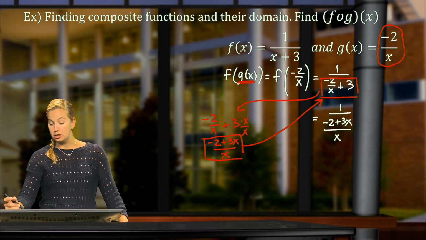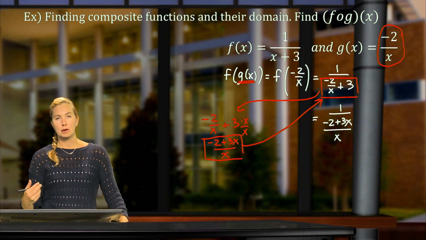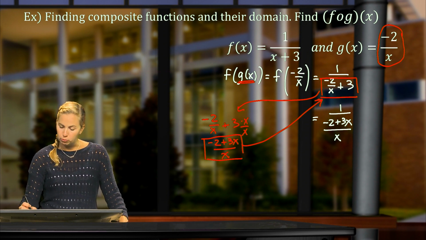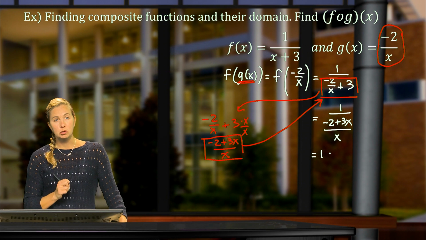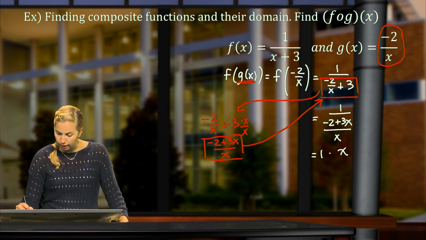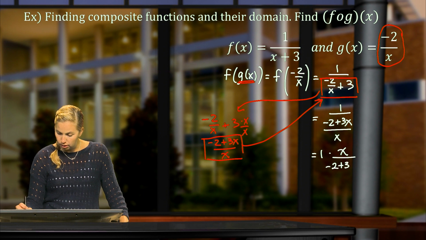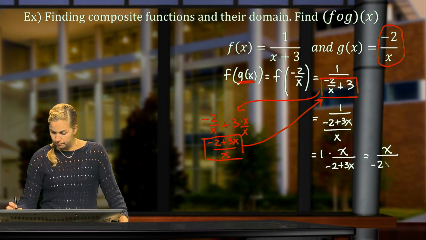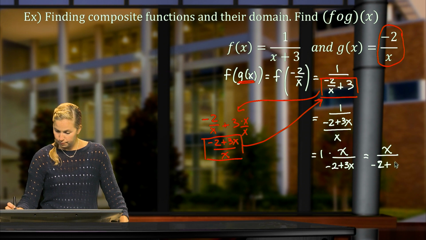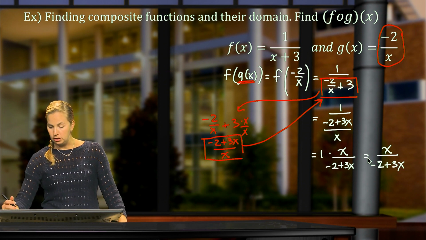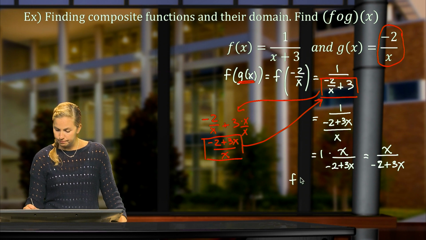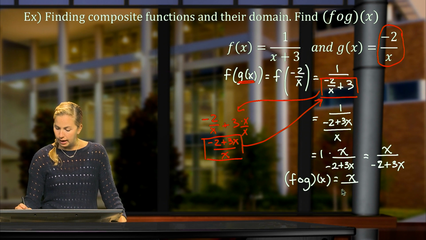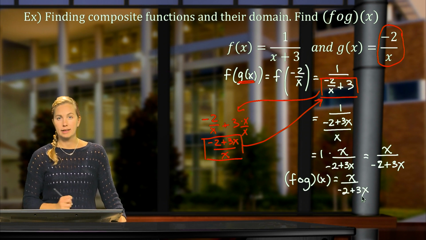And a fraction divided by another fraction. Remember that phrase, keep, change, flip. We keep our numerator. We change from division to multiplication, and then we flip the denominator. x over negative 2 plus 3x. So our composite function, f of g of x, is equal to x divided by negative 2 plus 3x.